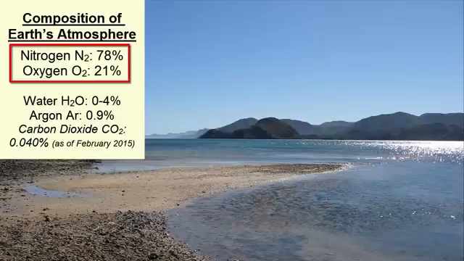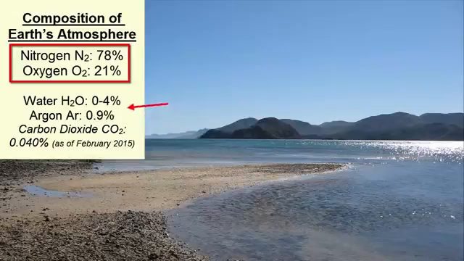Earth's atmosphere, when totally dry, no evaporated water, is composed of approximately 78% nitrogen gas and 21% oxygen gas. All other gases, including the greenhouse gases mentioned earlier, are found in abundances of less than 1%. For example, carbon dioxide, even in its ever-increasing abundance, is still only 0.040% of the atmosphere, as of February 2015.